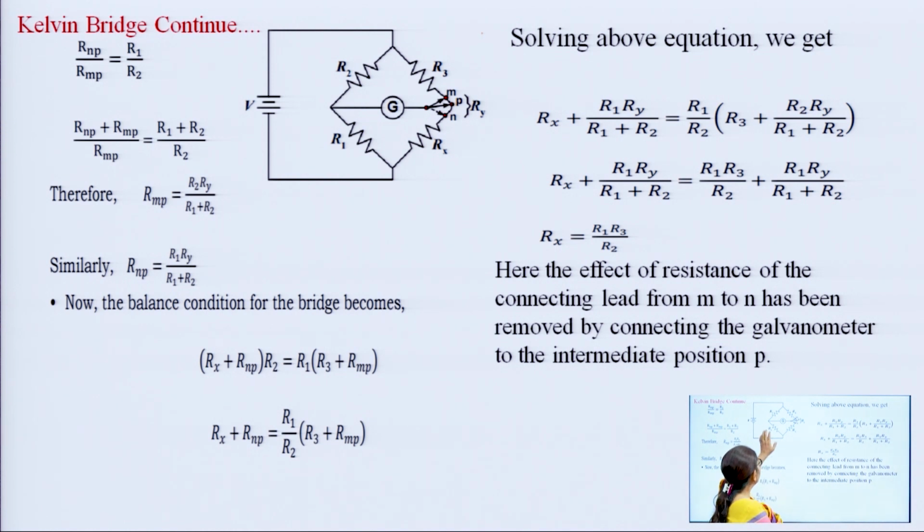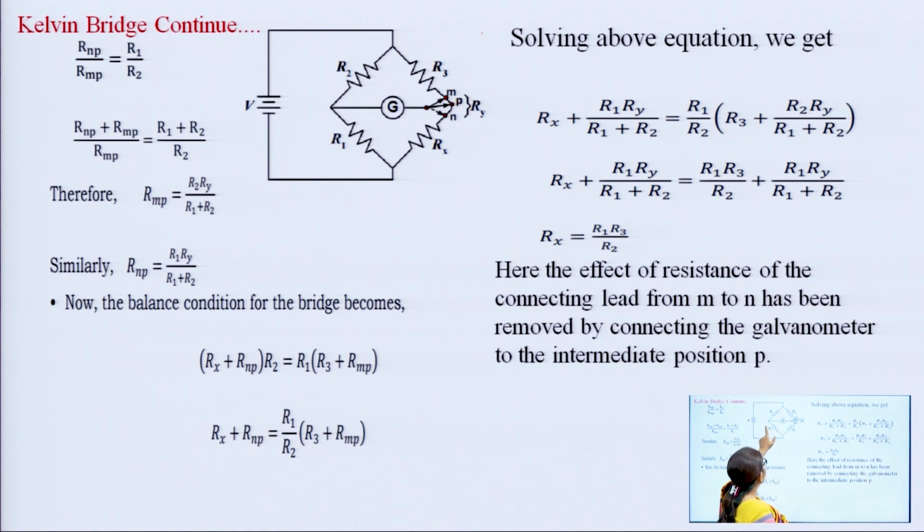Now, if we consider this bridge, and this bridge is in balance condition, suppose we put the galvanometer's terminal at M. It means R2 by (Rx plus RNP) is equivalent to R1 by R3.